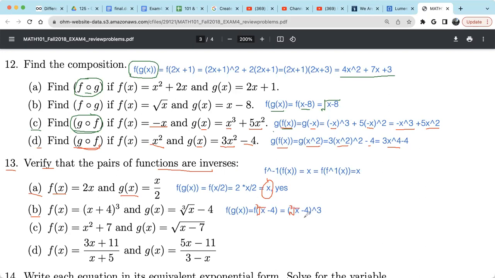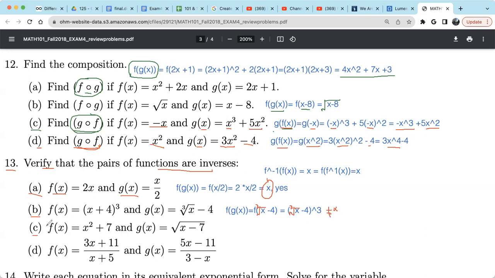So this, we don't get x, right? So this is not equal to x. If we expand this expression, we'll get 6 terms. So let's not do that. As long as we know this does not equal x, we know f and g are not inverses of each other. So the second one is no, they're not inverses of each other.